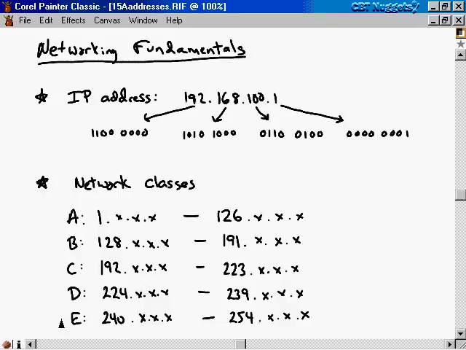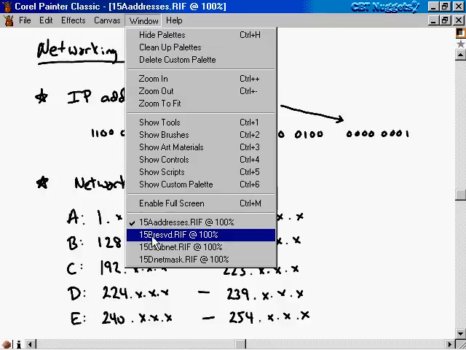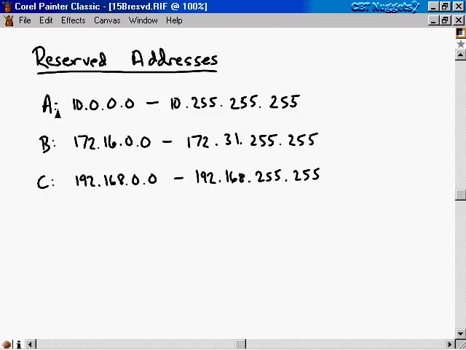Now, Class D and E networks are not really common on the internet. E is really for experimental reasons, and D networks are reserved for something else like multicasting, which we're not going to talk about. But these are all of the different network classes that exist on the internet. In each of those classes, and A, B, and C in particular are the only ones that we're going to talk about, there are reserved addresses that nobody gets.